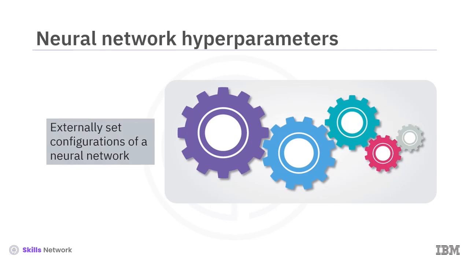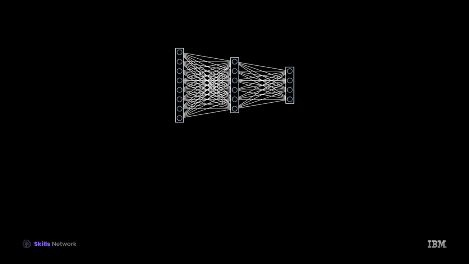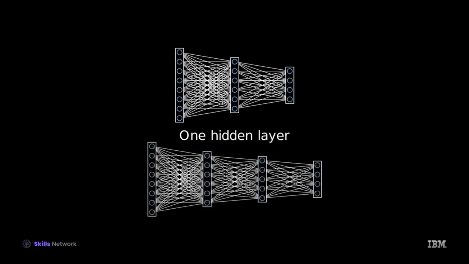These are externally set configurations of a neural network. The architecture can vary in the number of hidden layers. For example, the network depicted at the top has a single hidden layer, while the one at the bottom features 2 hidden layers, with each feeding into the subsequent one. Don't forget that the input layer is just the input vector, so your focus will usually be on architectures with 1 hidden layer. You could adjust the number of neurons in each layer.